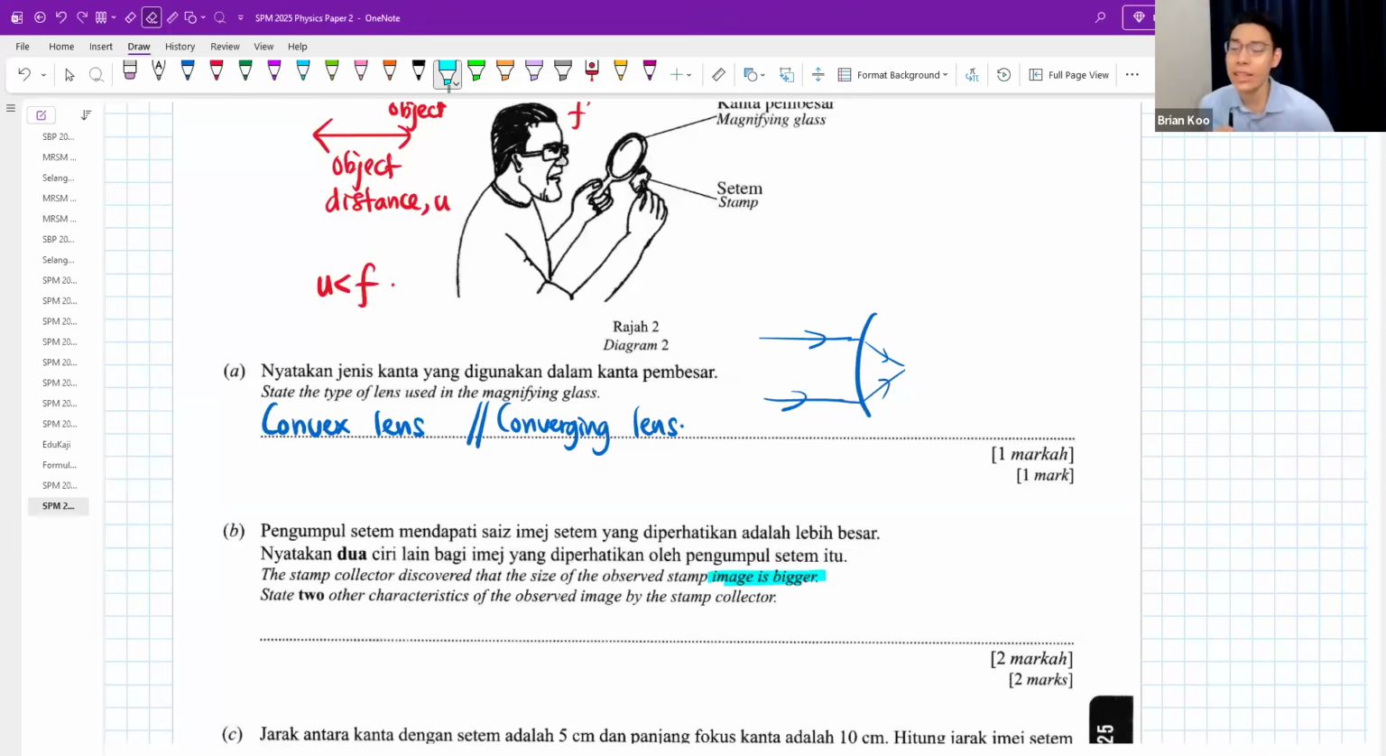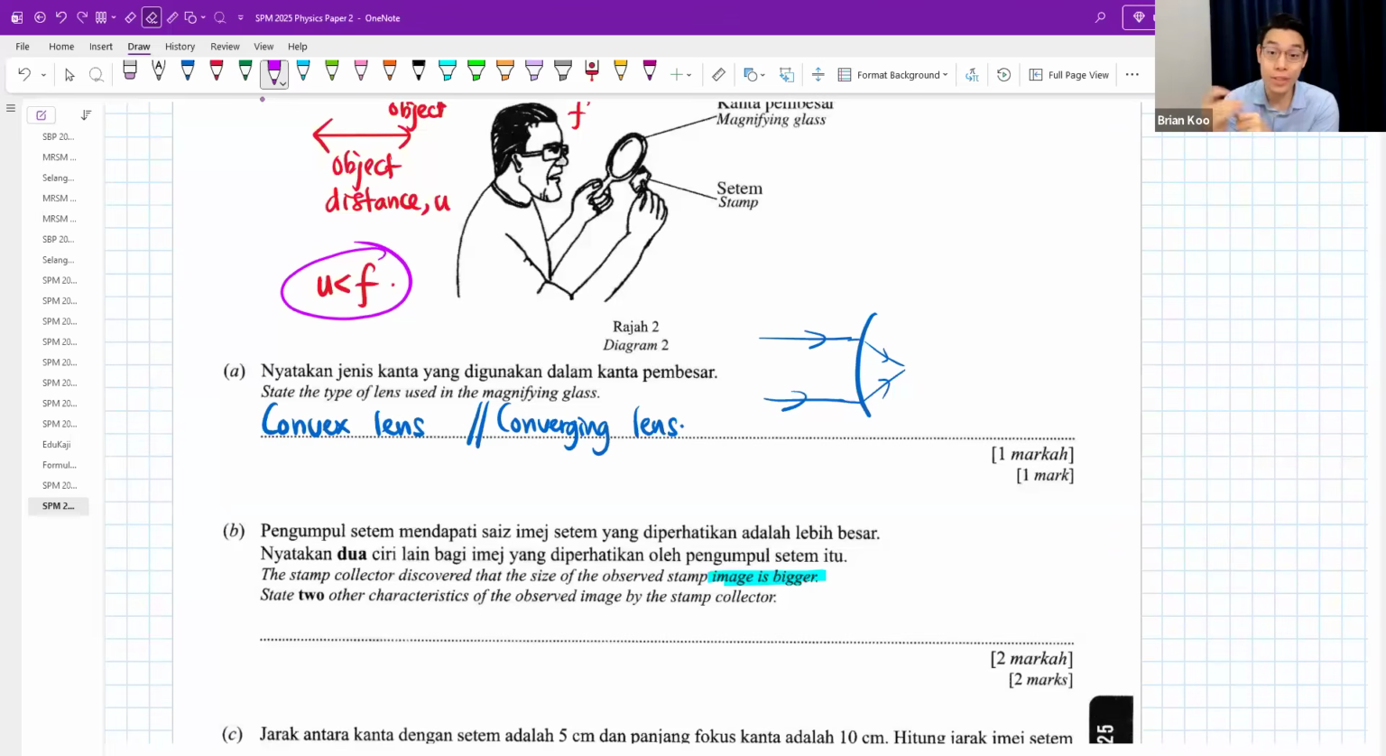Some people feel that, hey teacher, this kind of question I'm not very good because maybe I never memorized the characteristics. But you don't have to. If I'm looking at a stem through a magnifying glass, other than, of course, the image being big, what else? It must be upright. Agree or not? When I look at a magnifying glass image, it will not be inverted. It will be upright.